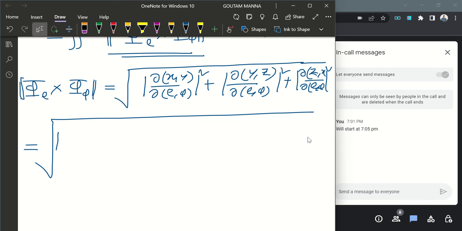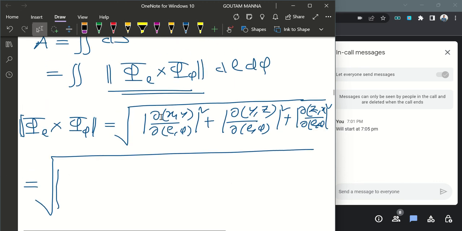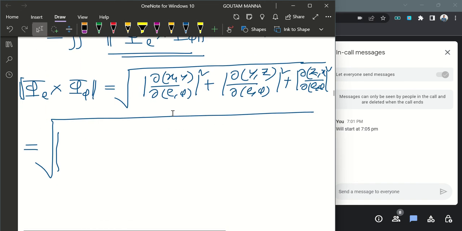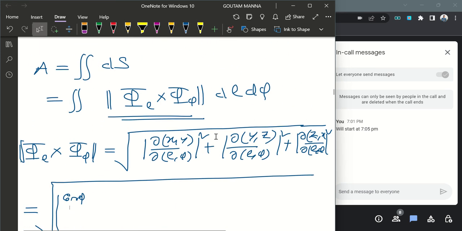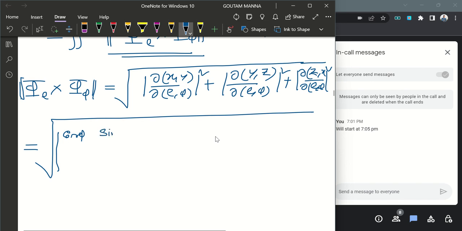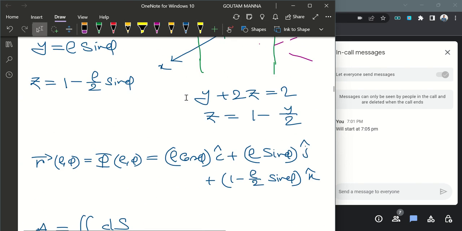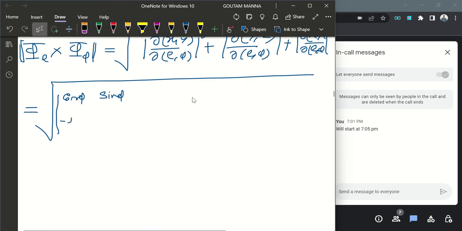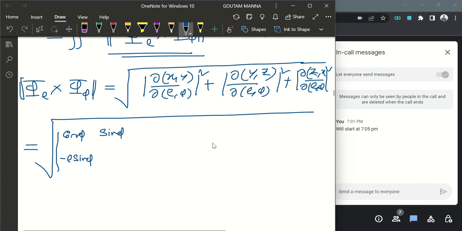The first determinant, the first element will be del x del rho, and x is rho cos phi, so del x del rho will be cos phi. Then the second element is del y del rho, y is rho sin phi, so del y del rho will be sin phi. Then here we have del x del phi, which will be minus rho sin phi, and del y del phi will be rho cos phi, because y is rho sin phi.